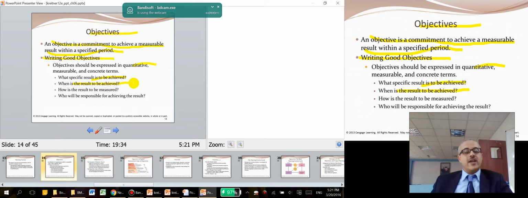You want to say when this will be achieved. Next month I want to get an A. How the result will be measured: by grade, or by dollars, customers. And then who's going to be responsible for that?